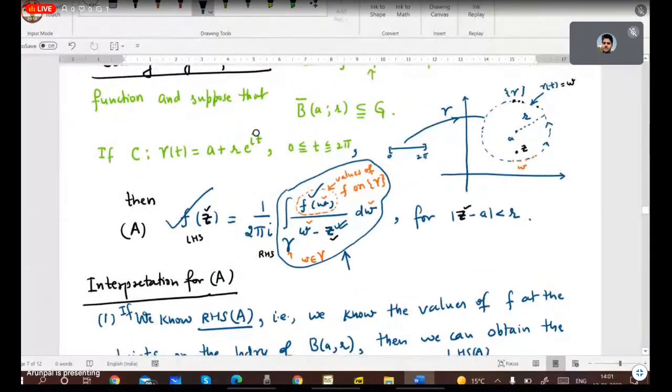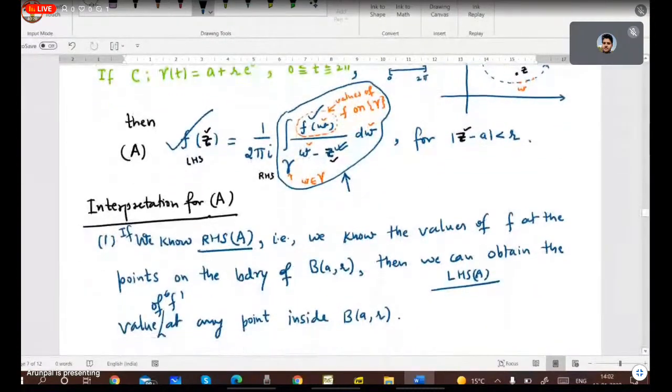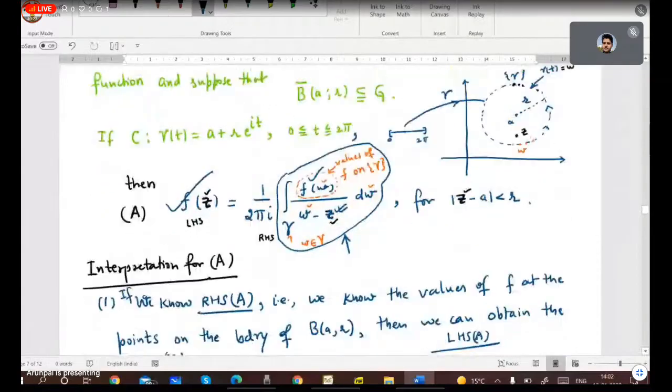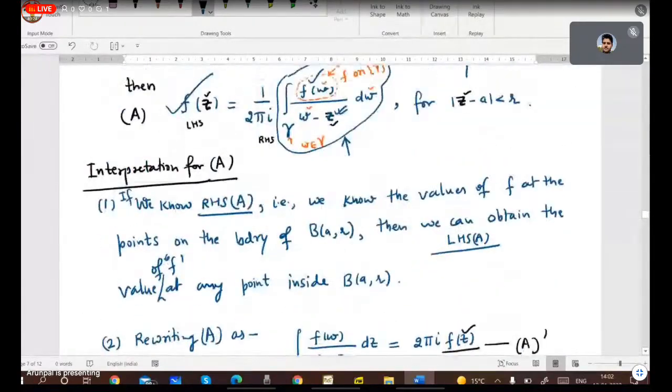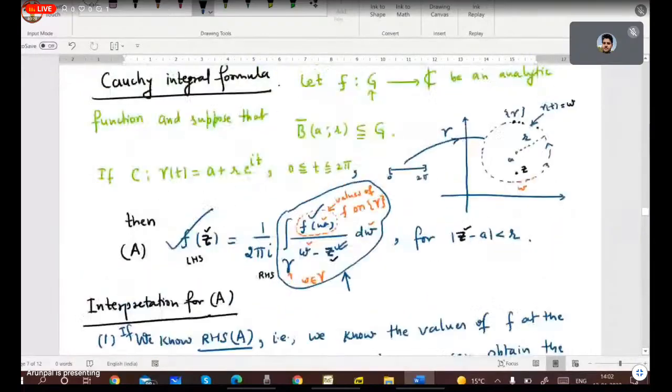It is a formula which tells you that if you have an analytic function, and you know its values inside a circle, then you can compute this integral. And if you know the value of the integral, then you can compute the value of the given analytic function at any point inside the open ball. So it's a very powerful tool, class. I don't remember if we have any such tool available in the frame of real valued functions.